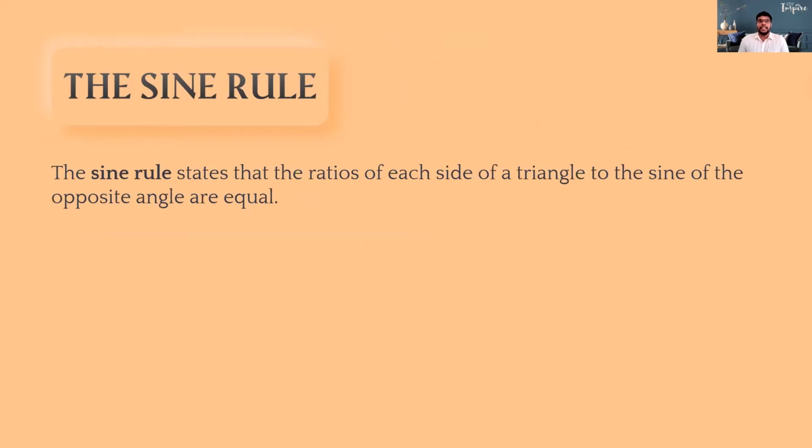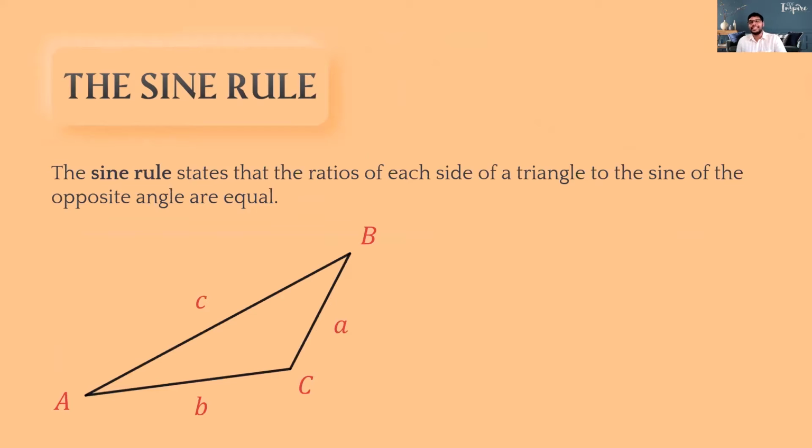So children, the sine rule states that the ratios of each side of a triangle to the sine of the opposite angle are equal. Now when I say it like this it sounds confusing and complicated, but children, it is not. Even when I read it, I'm thinking, what am I saying? But it's not hard, right? So I'll show you. Now here's a triangle. Clearly, this is not a right angle triangle, children. This is just an ordinary triangle, right?